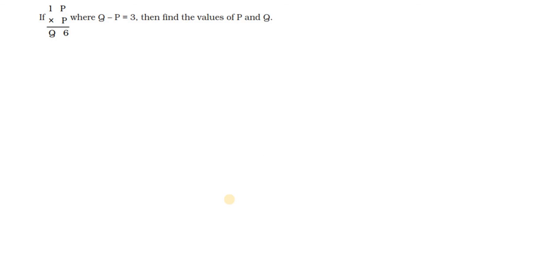If 1p is a 2-digit number, the tens place is 1 and the ones place is p, multiplied by p gives q6. There is a condition given where q minus p should be equal to 3. In that case, you will have to find the values of p and q. We will first take the condition q minus p equal to 3. This should be met. Whatever values we get, we will first check whether q minus p is 3 or not.